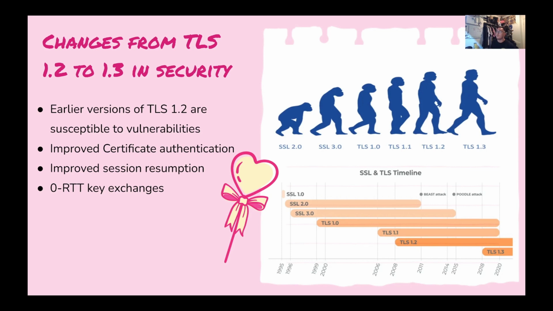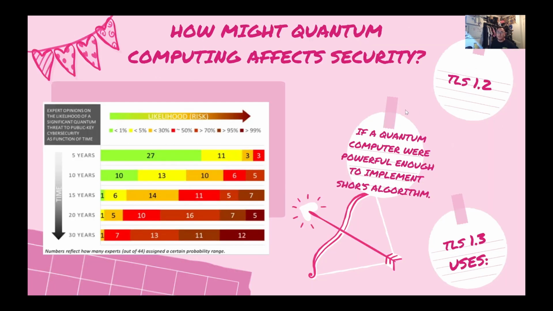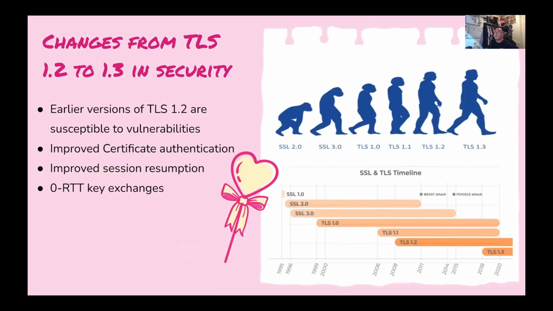SNI, or server name indication extension, allows the client to tell the server the host name that it's trying to connect to. This helps to prevent the attacker from impersonating the server. We also have improved session resumption. This allows the client to reuse session keys from previous connections, which can avoid the need to perform a full handshake. Now, this does speed it up, but it also makes it more secure.